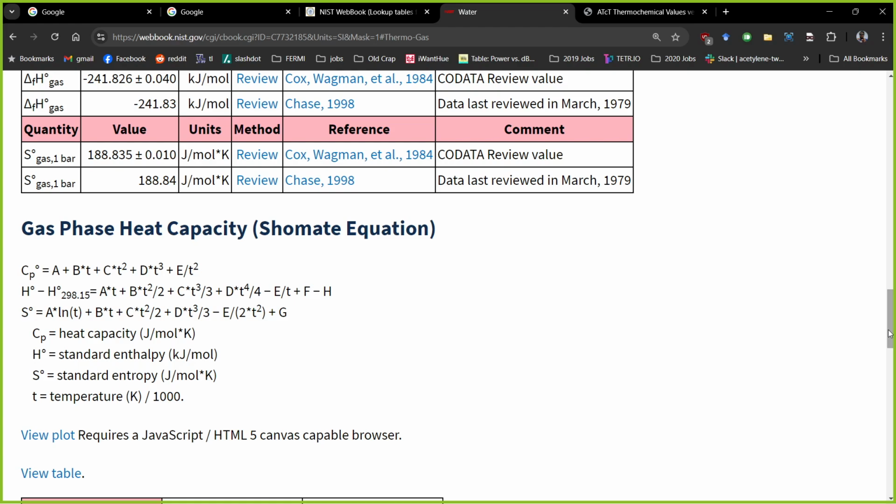And remember that I said that the change in the enthalpy as you go from one temperature to another is the integral of the heat capacity. So what's the integral of A? A t. What's the integral of B t? B t squared over 2. C t squared is C t cubed over 3. D t cubed is D t to the 4th over 4. E over t squared is minus E over t. And then there are some coefficients, the constants of integration, afterwards. So what happens is that the real heat capacities are temperature dependent functions.